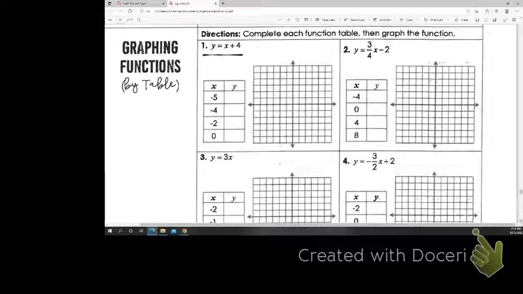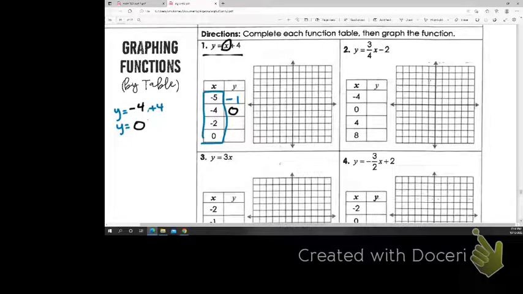So for number 1, each of these x's gets a turn going into the function, one at a time. So negative 5 plus 4 is negative 1. So y is equal to negative 1 when x is negative 5. Then we go back, and now we're going to put the next number, negative 4, into the function. It replaces the x. Negative 4 plus 4, the y is 0.